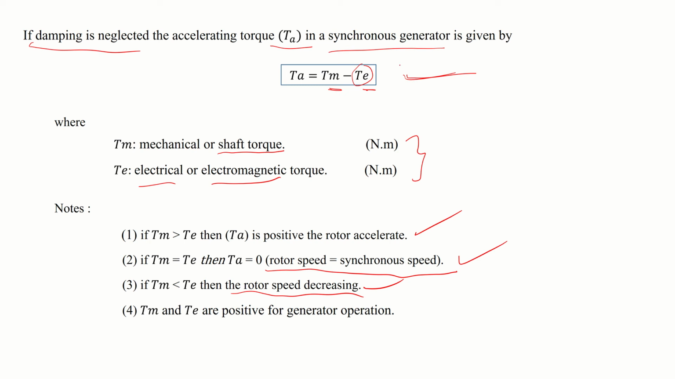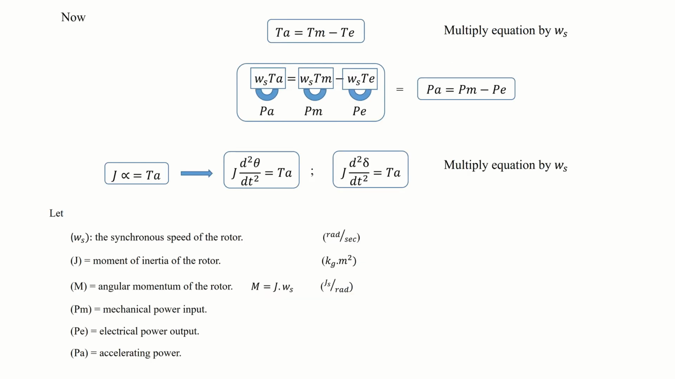So this is 4 notes. Keep them in your mind as you apply all these formulas. So now we have the acceleration torque equal to the mechanical torque minus the electrical torque. I multiply this equation by Ws, which is the synchronous speed, so you will get this formula.